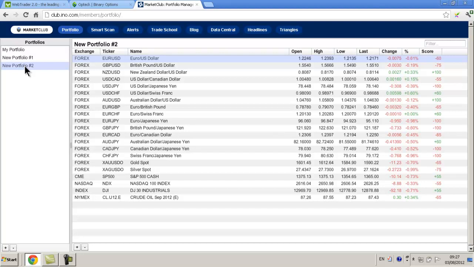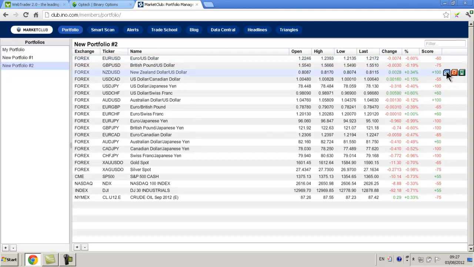Okay guys, in this video we're going to be putting on a trade on eToro. Now I've just received an alert in my inbox for New Zealand dollar USD. That was a monthly trade triangle, so this is an excellent trading opportunity for us. Click on our chart.